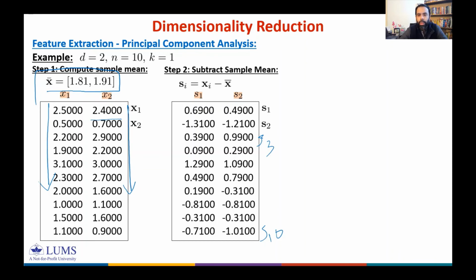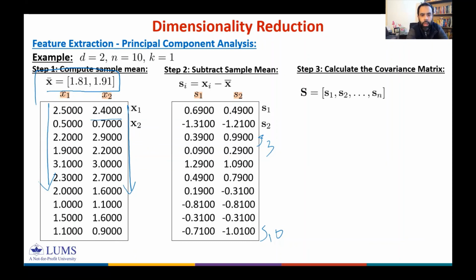So next step, we calculate the covariance matrix. We define a set S by simply concatenating these vectors S1, S2, ..., S10. So what is the size of S? What is the size of S1? 2 cross 1. And if you stack 10 vectors, the size of S would be 2 cross 10.